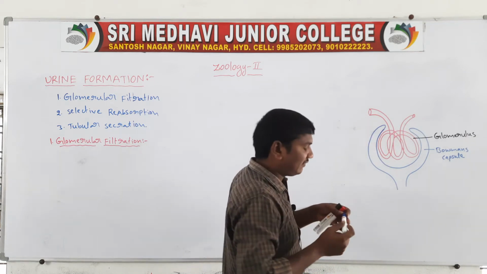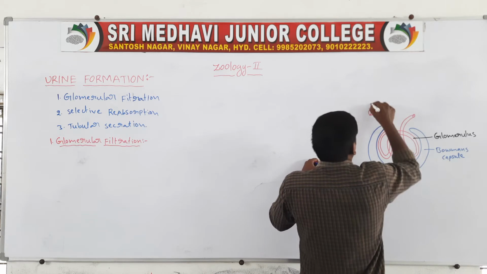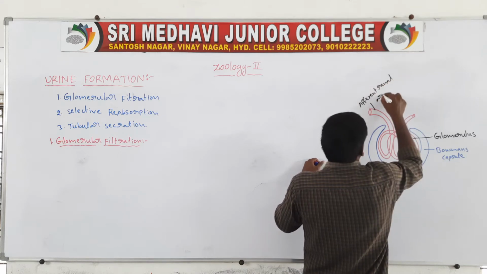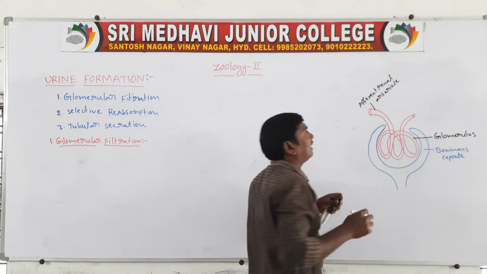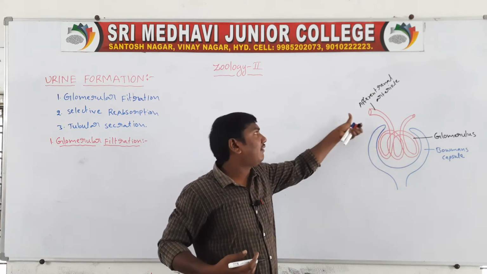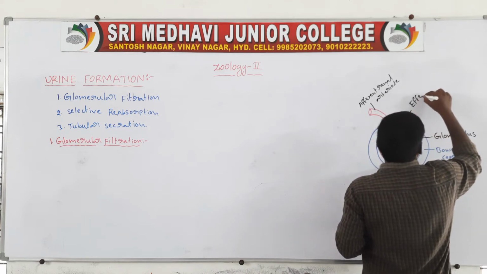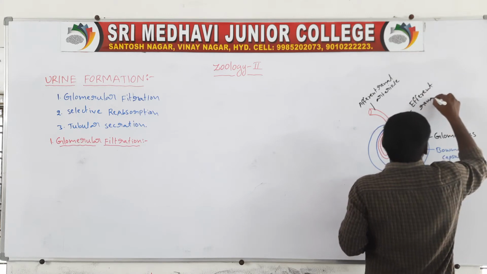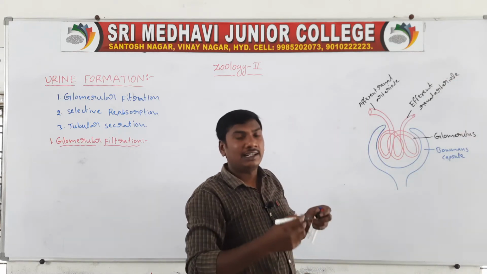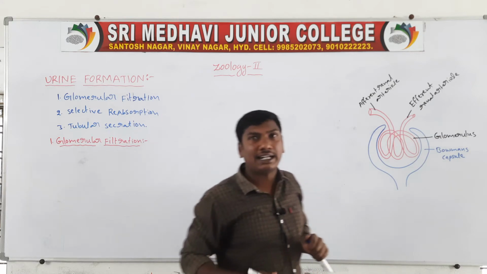These glomerulus are the blood receiving part. The blood receiving arteriole is the afferent renal arteriole. The blood is sent out through the efferent renal arteriole.